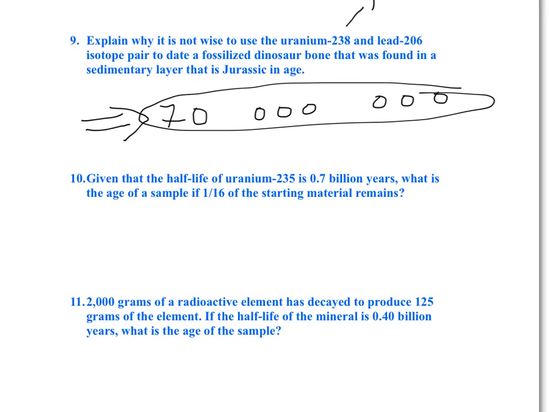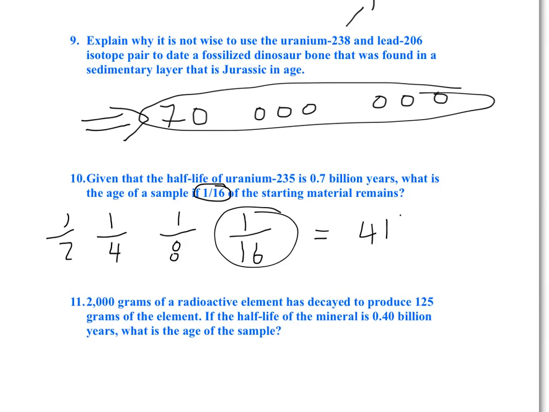On to question number 10. It says, given that the half-life is 0.7 billion years, what is the age of a sample if 1/16 of the starting material remains? Okay, so we're going to use this fraction to figure out how many half-lives have occurred. There's one half-life, there are two half-lives, there are 3 half-lives, and there are 4 half-lives. So we know that that's 4 half-lives.